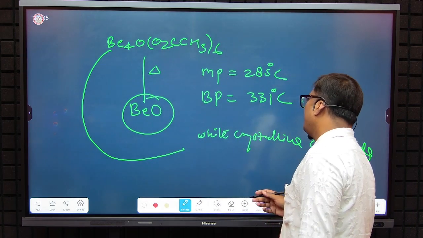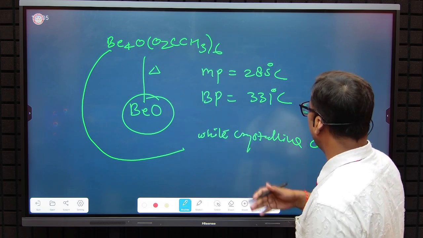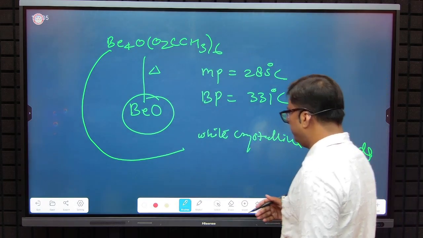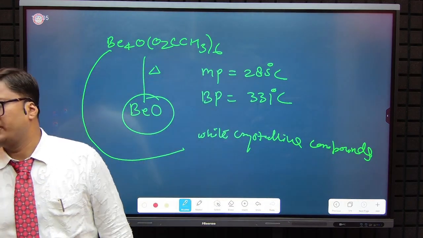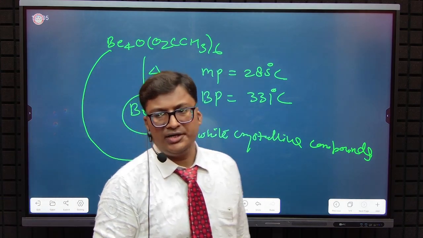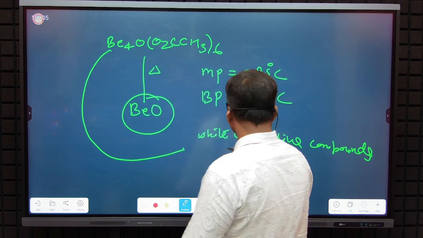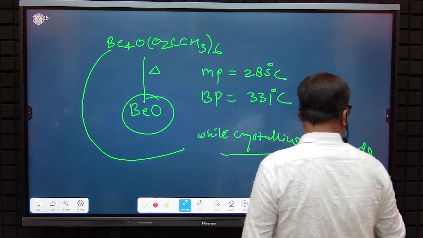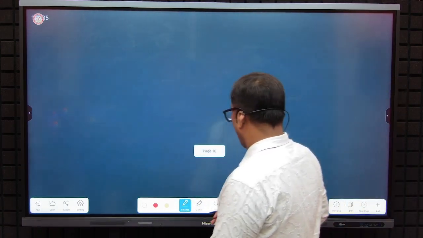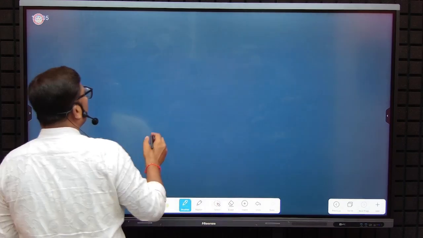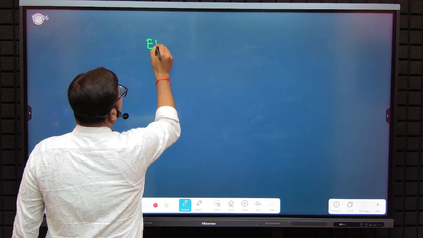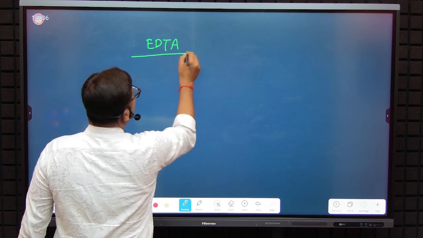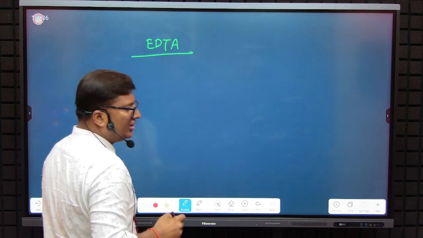So this is the structure, bonding, and properties of this particular complex. This is the way by which beryllium forms complexes with bridging ligands. More generally, it forms complexes with oxygen donors, right? Now, another complex is with EDTA, right? What is EDTA? EDTA means ethylenediaminetetraacetic acid.